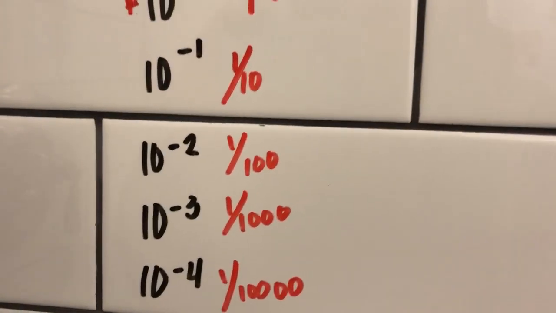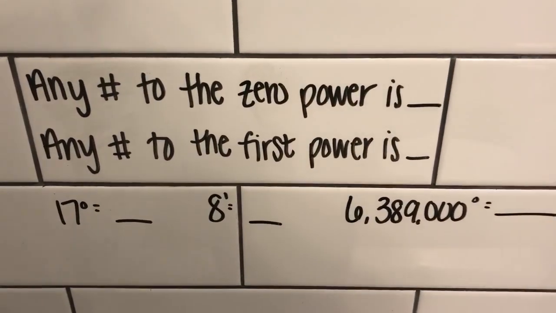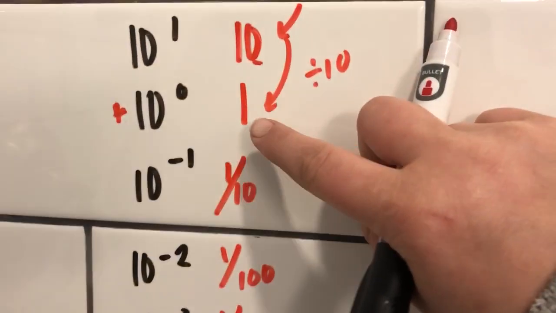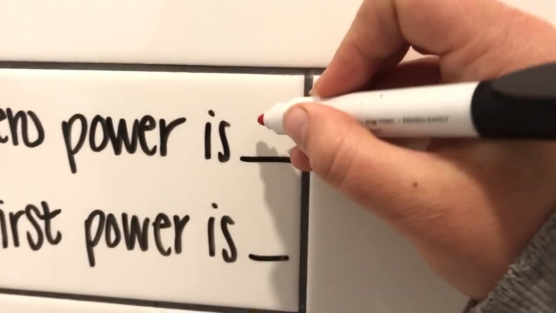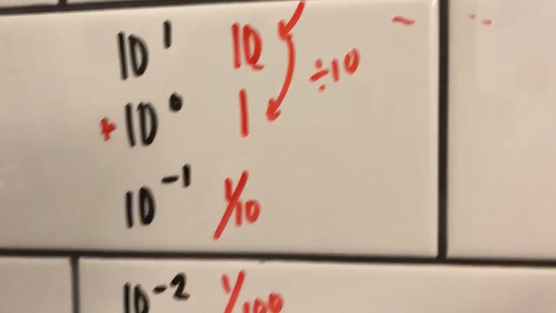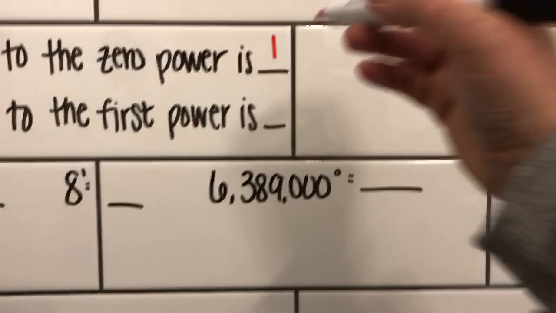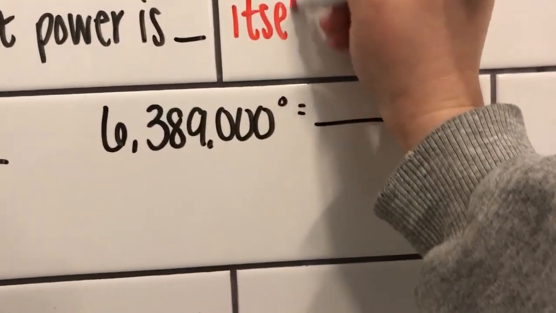It says use the pattern of the powers of 10 to remember these two rules. Well, the rules are any number to the 0 power is going to be 1. Any number to the 0 power is 1. And any number to the first power is going to be itself. So you guys knew that one already, but you didn't know the 0 power. And I'm out of space here. Write it over here. Itself.